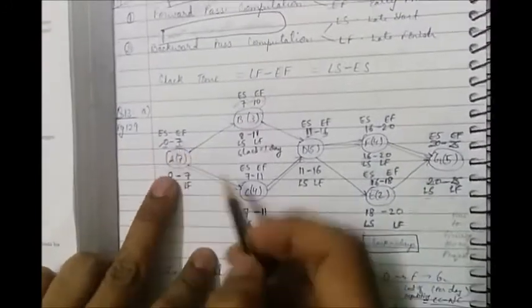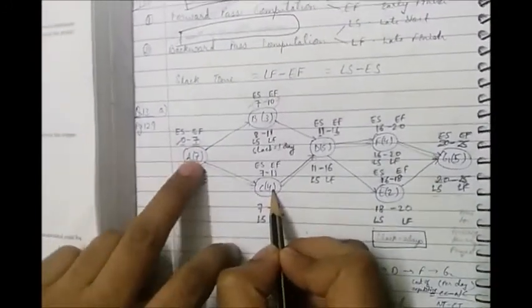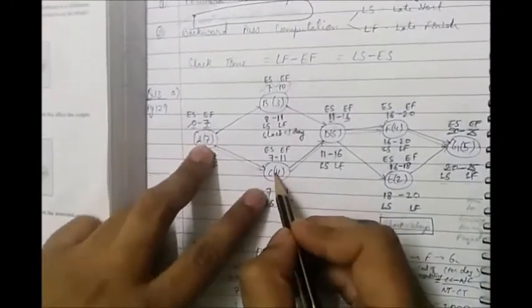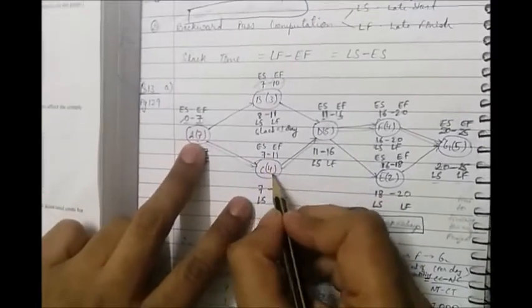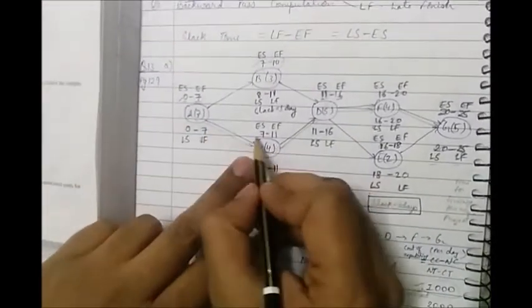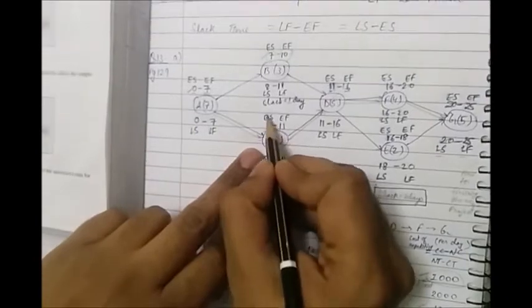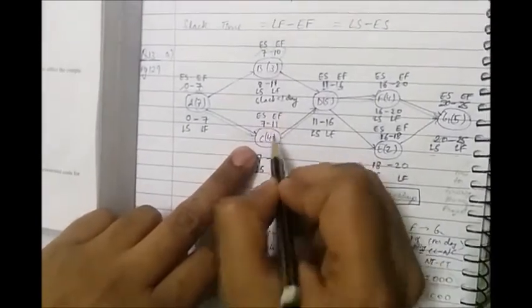So as I said, C would start immediately after A ends and it takes 4 weeks to complete. So C would be 7 to 11. Early start for C would be 7 and early finish would be 11.